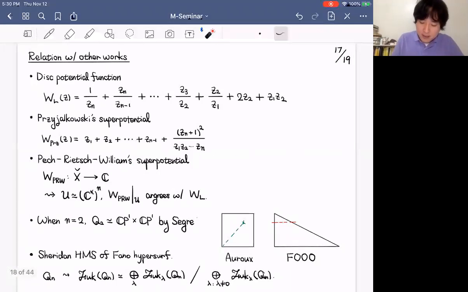You're right. Somehow Pech, Rietsch and Williams, and their collaborators, used that scheme to construct the Landau-Ginzburg mirror. So they use the cell decomposition, and each cell contributes one term in the potential function. But it seems that once you pass through the toric degeneration, I kind of lose that structure.